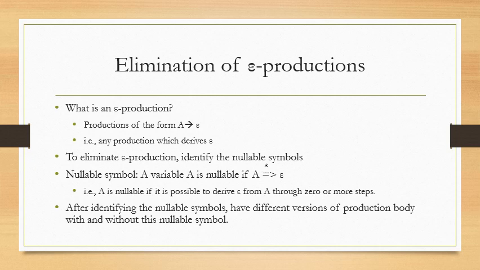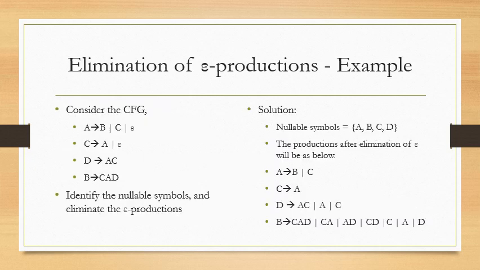First thing is you have to identify the nullable symbols, and after identifying the nullable symbols, you have to write the different versions of the production body with and without the nullable symbol. That is, you can see this example.